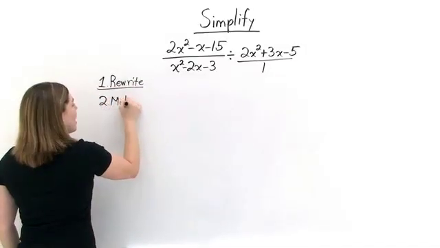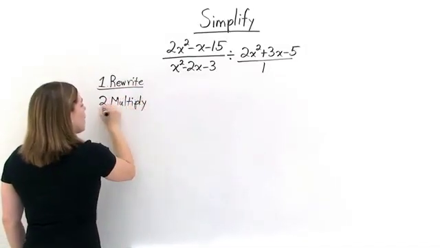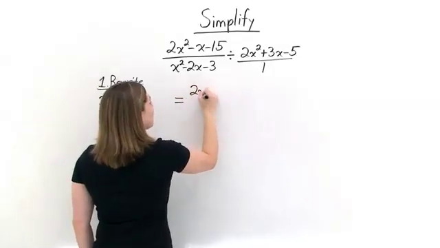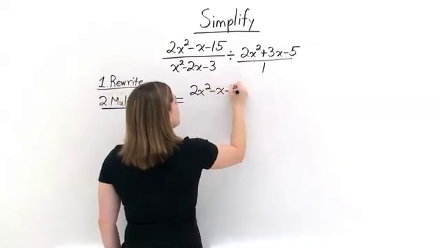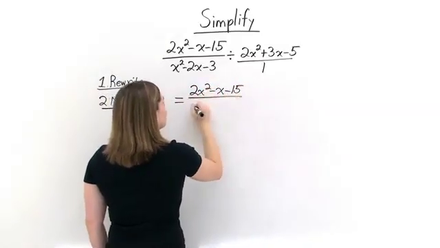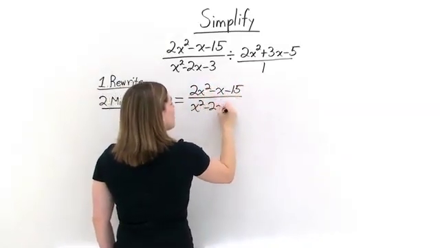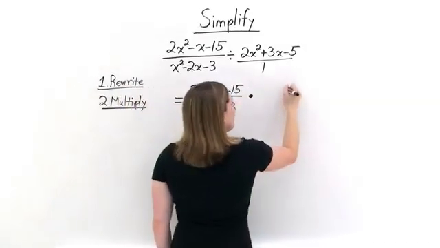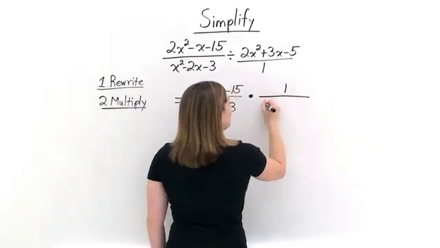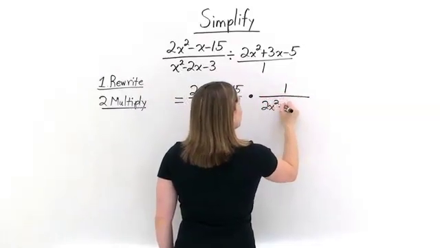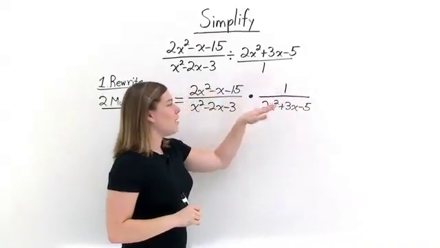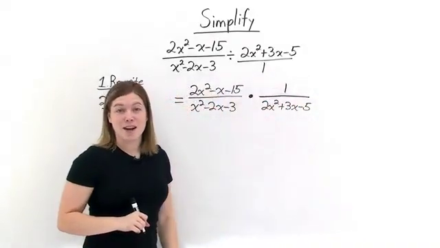So in our second step, let's change this problem to multiplication by multiplying by the reciprocal of our second fraction. To do this, we rewrite our first rational expression, and then we change our division sign to a multiplication sign, then multiply by the reciprocal of our second fraction. So, we have 1 in the numerator and our original polynomial in the denominator.